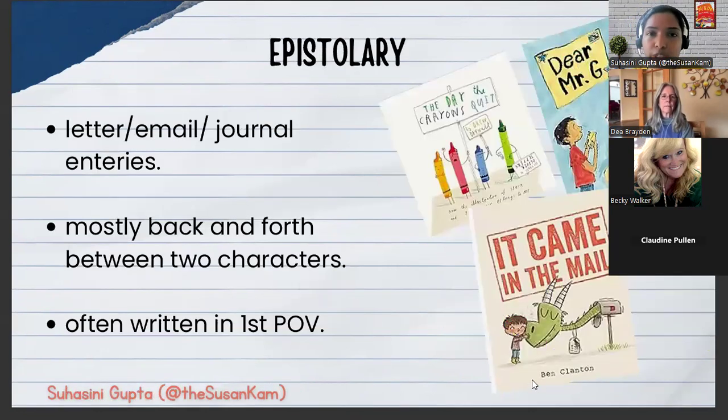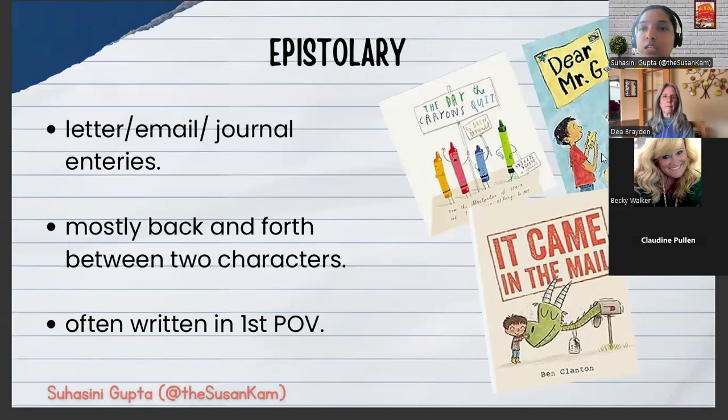Then we have epistolary structure. In this, mainly it's written through letters, journal entries, etc. Mostly it's a back and forth between two characters, and because it's a letter, it's written in first POV. You must be familiar with books like The Day the Crayons Quit and It Came in the Mail. These are very kid-like in approach and humorous.